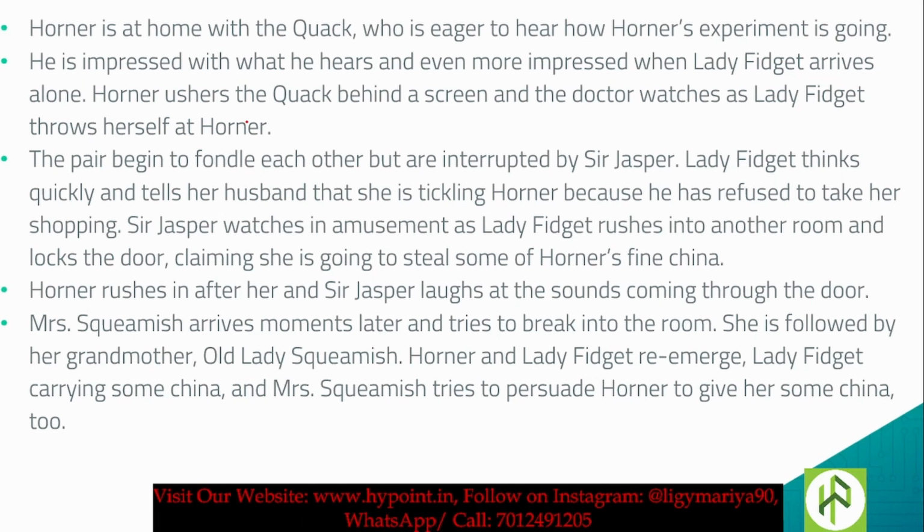So what happens? The quack felt so impressed at how successful that rumor was. And he also saw that Lady Fidget arrives at Horner's house alone, and even though she comes alone, her reputation will be safe because everybody believes that Horner is impotent. Horner puts the quack behind the screen and he had a live show of this romance going on between Lady Fidget and Horner. The pair begin to fondle each other but are interrupted by Sir Jasper.